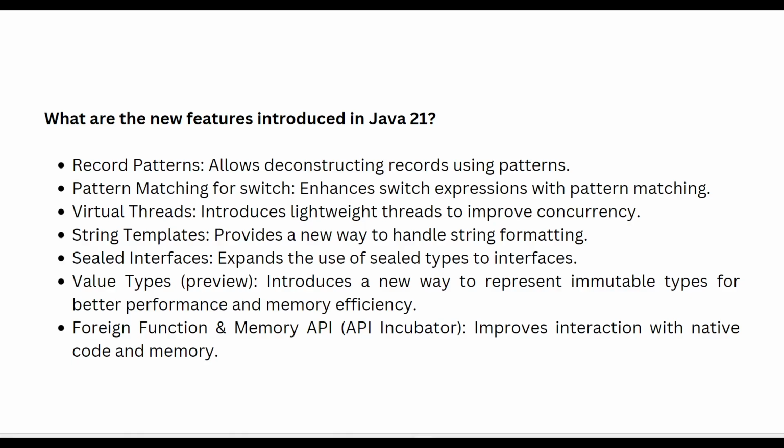Now the second feature that we got was pattern matching for switch. This is not a new feature. We got this as a preview in Java 12, and officially this feature was added in Java 17. Now there were a few enhancements in Java 21. In Java 21, pattern matching for switch has become more flexible and expressive. It includes improvements such as enhanced pattern matching, record patterns and null patterns.